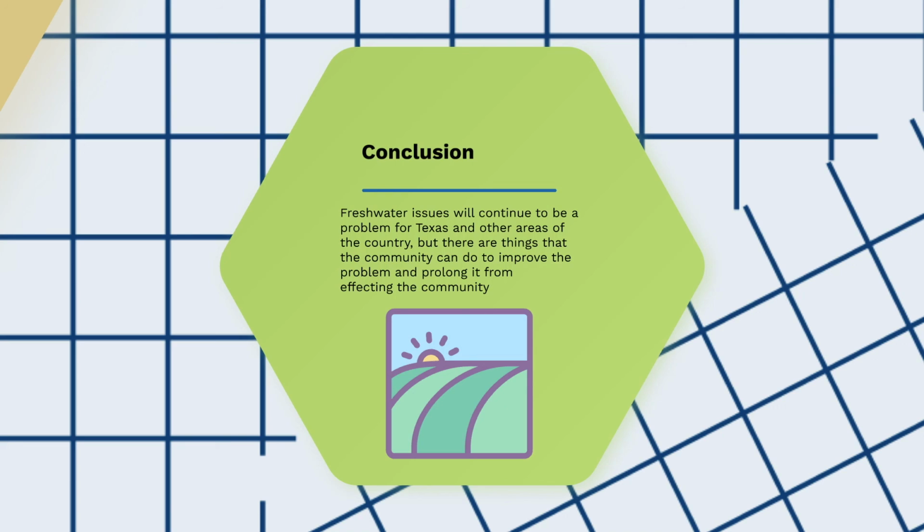While the solution for one of the disciplines may produce a positive outcome, it may have adverse effects for the other disciplines. There is no simple conclusion, and there will never be a straightforward solution to the problem. But that is what makes it an interdisciplinary or wicked problem. Freshwater issues will continue to be a problem for Texas and other areas of the country, but there are things that the community can do to improve the problem and prevent it from affecting the community.